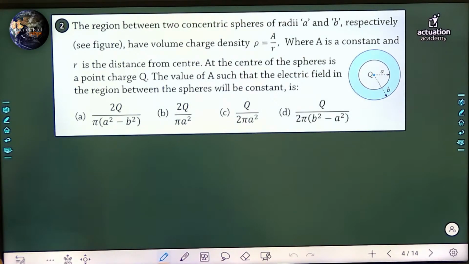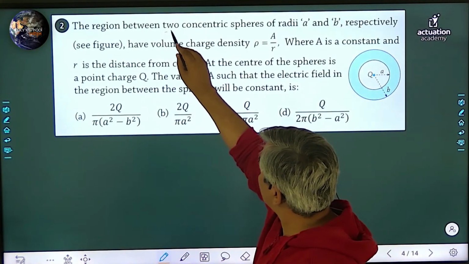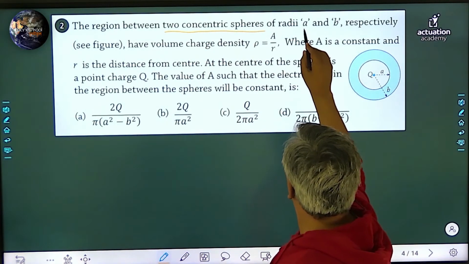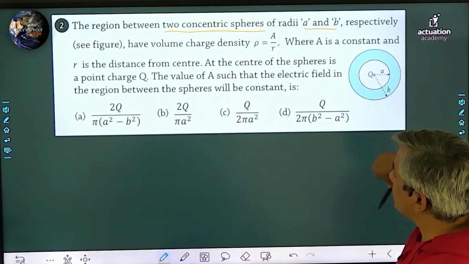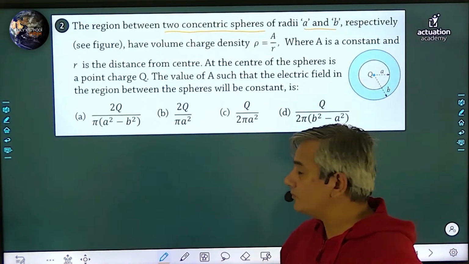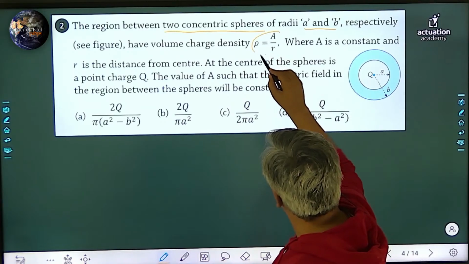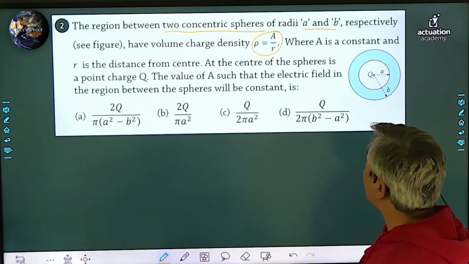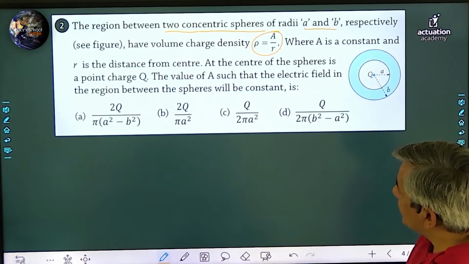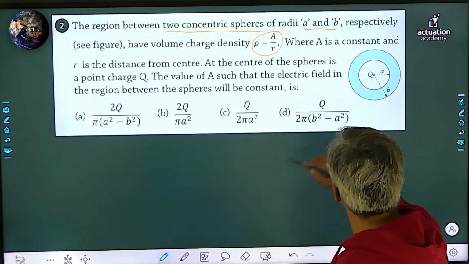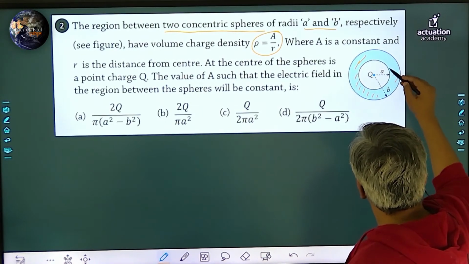Here, this question has given us the region between two concentric spheres of radii A and B, respectively, as shown in the figure. They have a volume charge density, again a variable volume charge density, A by r, where A is a constant and r is the distance from the center. So this is the charge density in this shaded region.